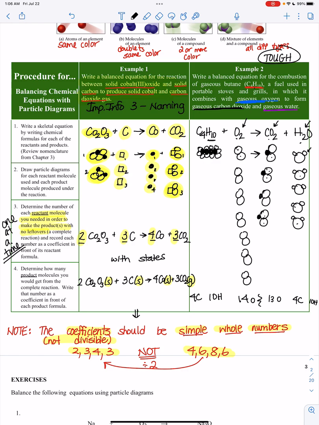Well, this is why this is tough. I have some bad news for you. We're going to have to continue to balance. We're going to have to add more and do this all over again. So it looks like my oxygens are not in equal amounts. I have 14 on the left, and I have 13 on the right.